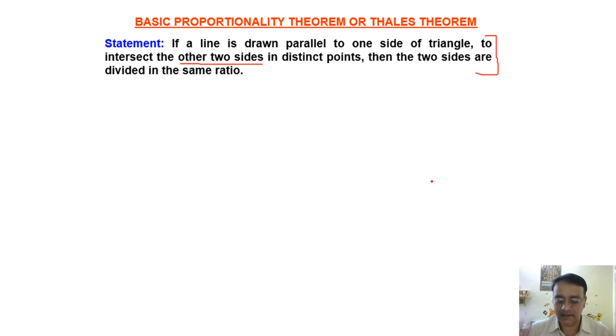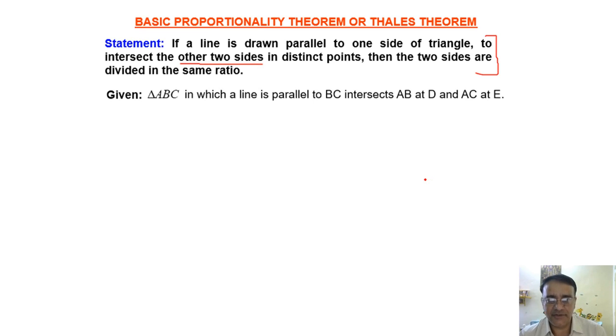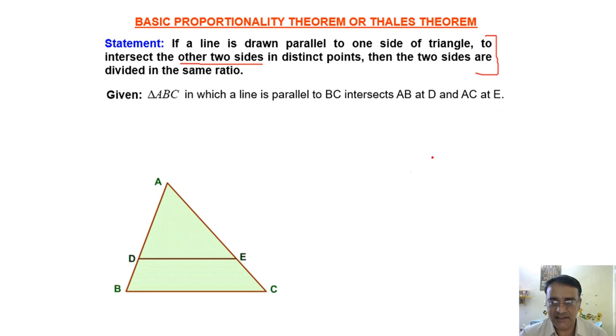So now, what is given: one triangle is given in which one line joining the other two sides is parallel to the third side, and what we have to show is that the two sides are divided in the same ratio. So suppose a triangle ABC is given in which a line parallel to BC intersects AB at D and AC at E, this figure. What we have to show is that AD upon DB is equal to AE upon EC. So ये proof करना है हम लोग को.